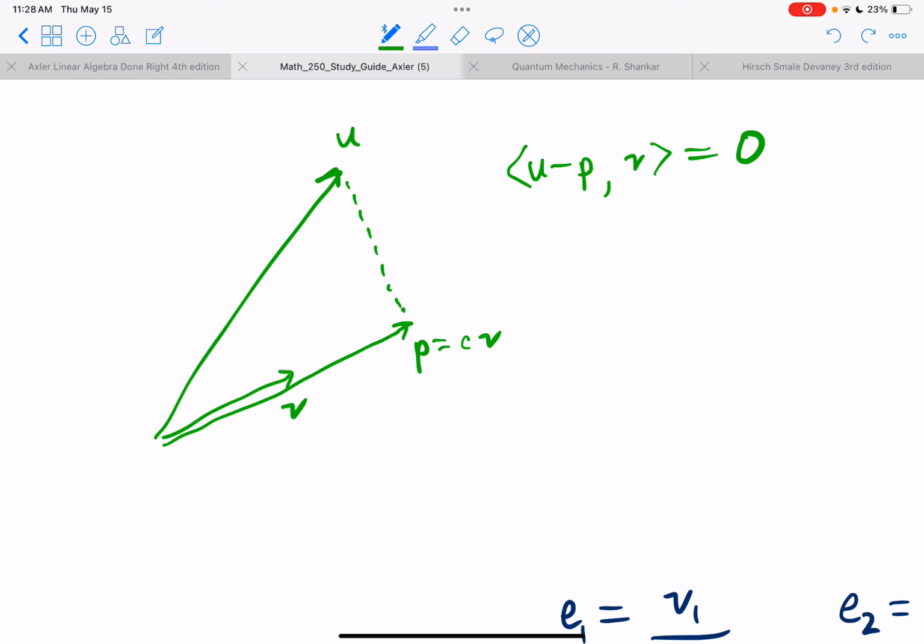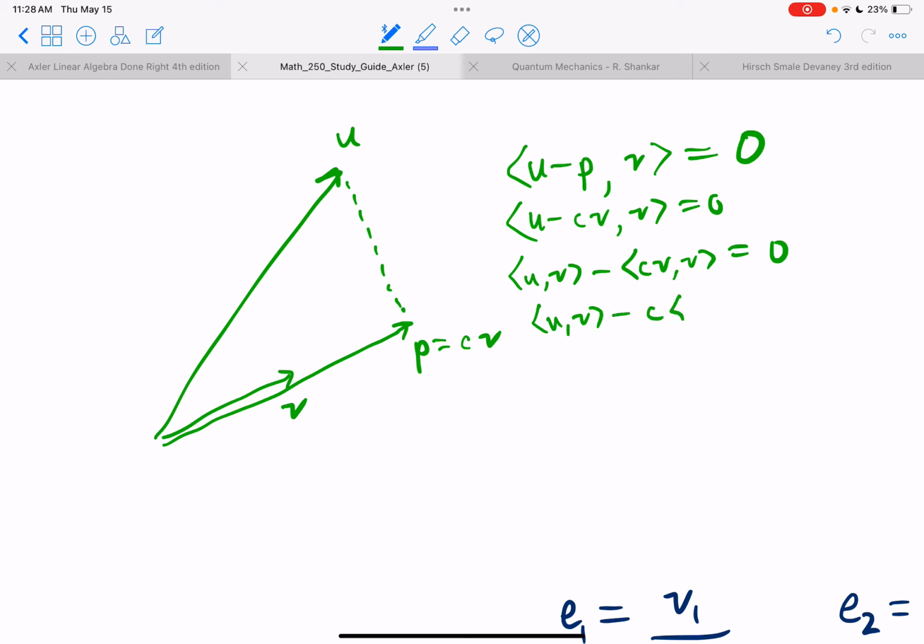So let's do this carefully. U minus CV, V equals 0. UV minus CVV equals 0. And now because I'm linear in the first slot, is our convention, I'm going to pull out the C without a bar. Good. I think this is, I happened to do it the right way, but let's see.